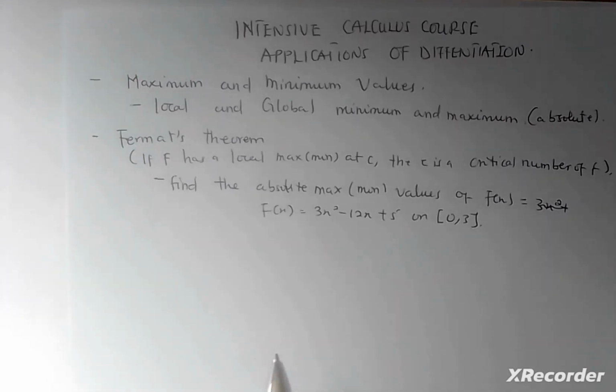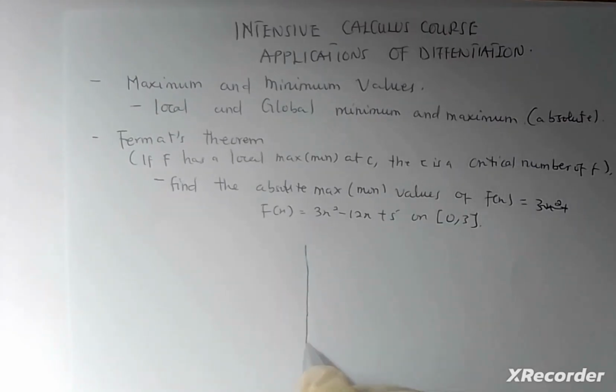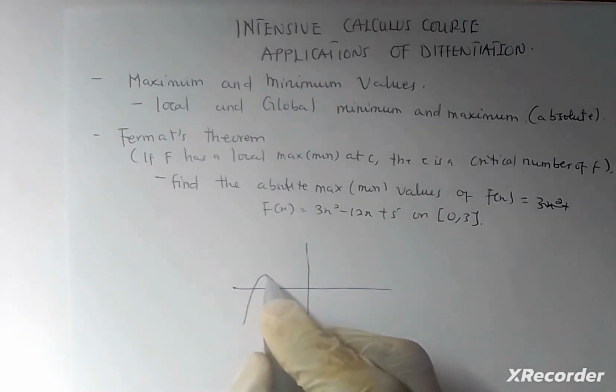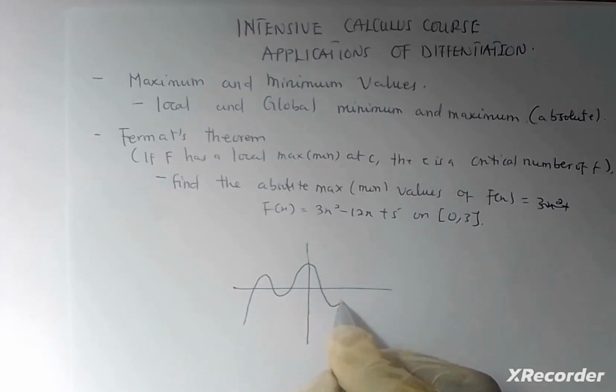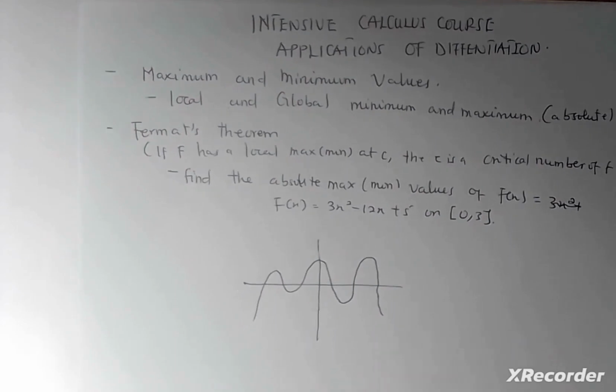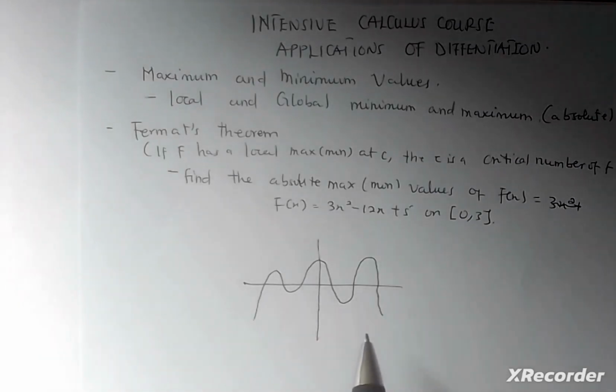Maximum and minimum values. What is it about? If I have a graph and I draw a curve, a curve that looks wavy. This is because we have something we call the critical values, the turning points or the stationary points, where there is a change in direction. It will rise to a certain level, then it will stop and change direction. So that is what we call the critical values.